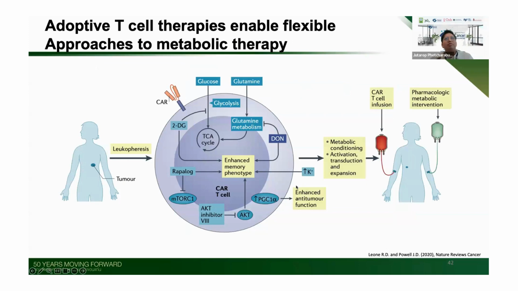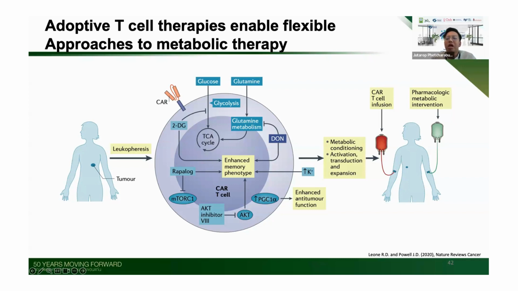So this slide would probably give you some example of the adoptive T cell therapies that enable flexible approaches to metabolic therapy. The T cells in such regimens can be genetically modified to express the chimeric antigen receptors, or CARs, as we know, that recognize known tumor surface antigens and trigger the T cell receptor signaling in the absence of major histocompatibility complex presentation.